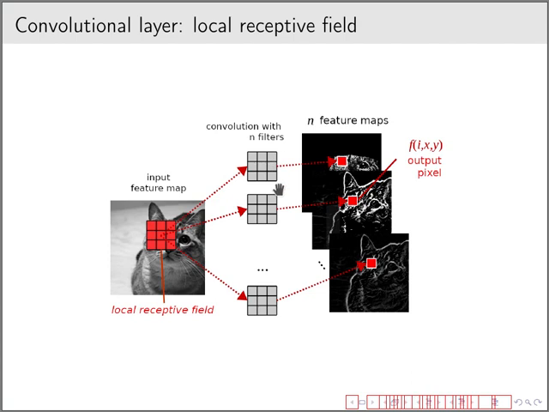If we apply the same concept for n filters, what we have is n feature maps, in which if we fix the pixel, pixel I, we have different output pixels that have the same local receptive field, but were processed differently.